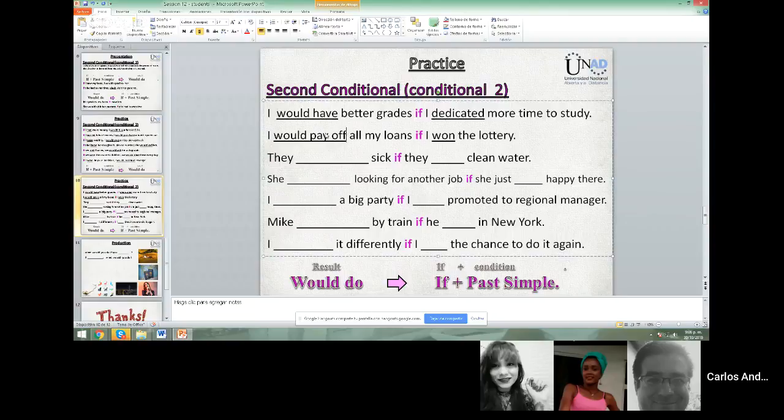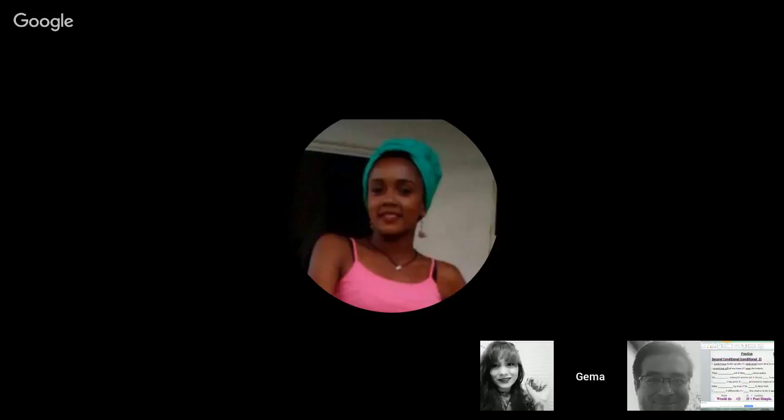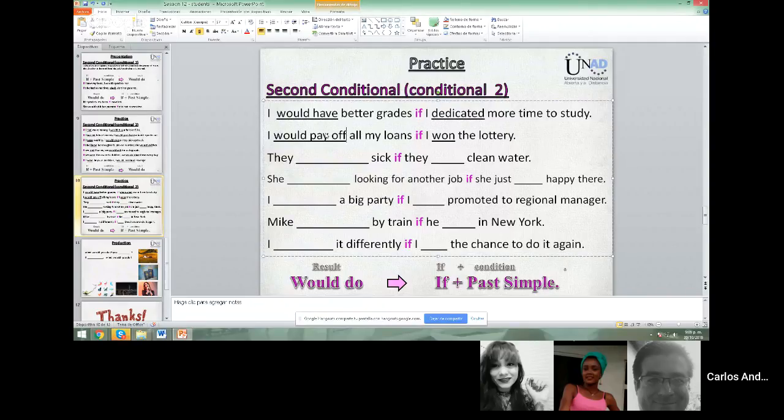So the verb, guys, is, repeat after me, Felix, pay off. Pay off. Very good. And Hema, could you please read the sentence now? Okay, I will pay off all my loans if I won the lottery. Very good. So pay off means that you are paying off all your loans. You don't have any more debt. Very, very good, Hema. So let's go on.